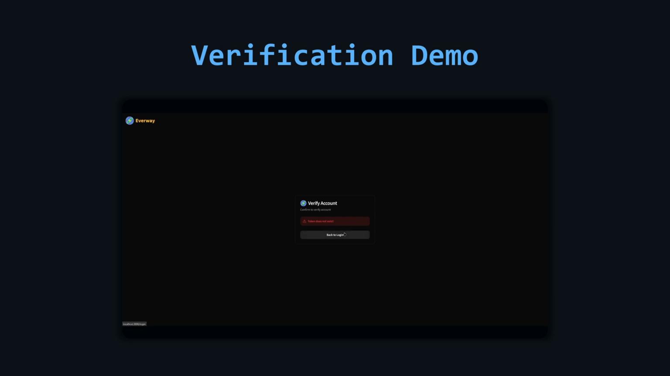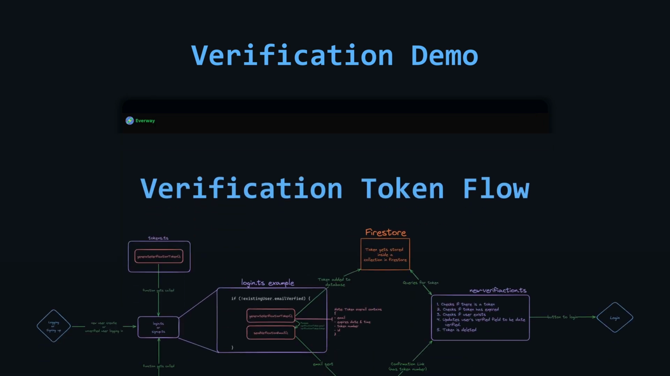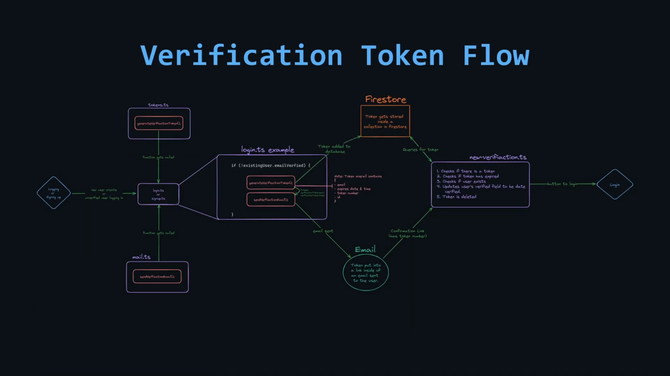But now you can click back to log in and you can log in as you normally would. And once you log in, you're now verified. That's as simple as that. That's how the verification works. I'm going to dive into the verification token flow and show you the process of how the token is created, what the token contains, and how it is able to verify the user in this case.